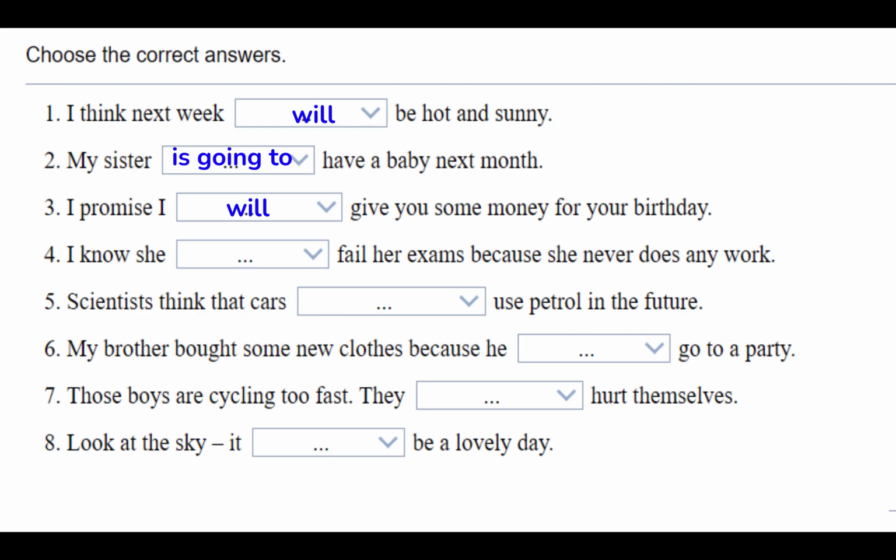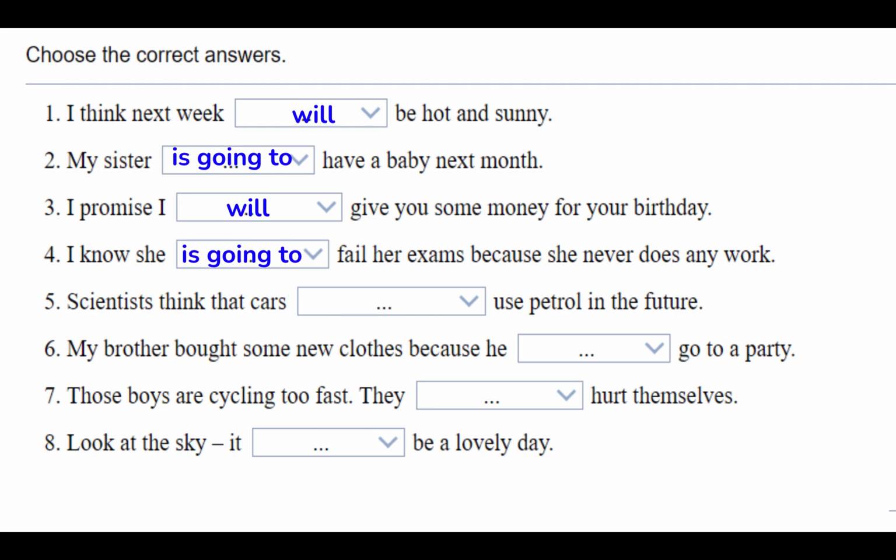I know she fail her exams because she never does any work. What would you say? I know she is going to fail her exams because she never does any work. We have clear evidence. We see she never does any work. That's why she is going to fail her exams.